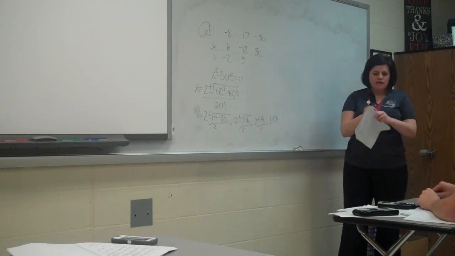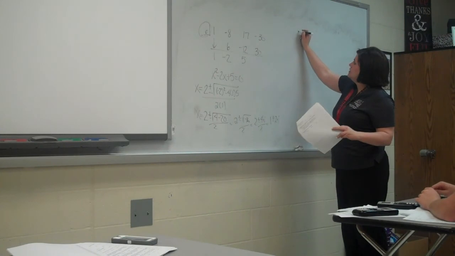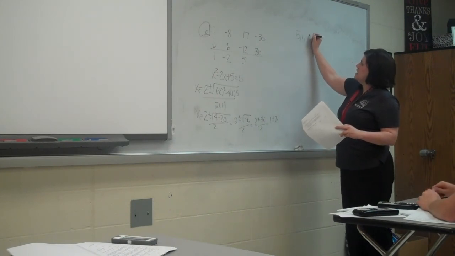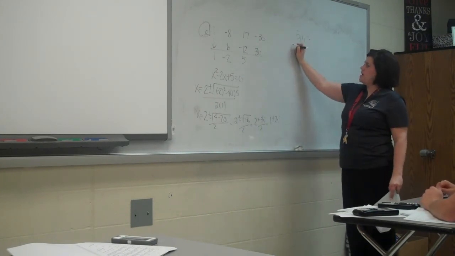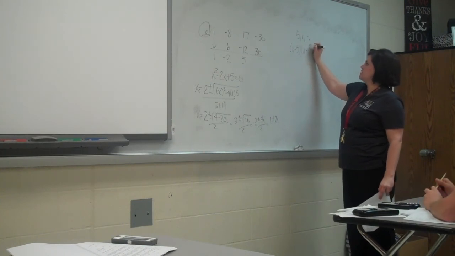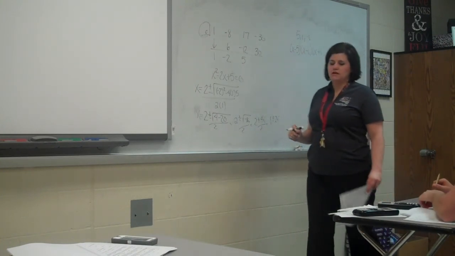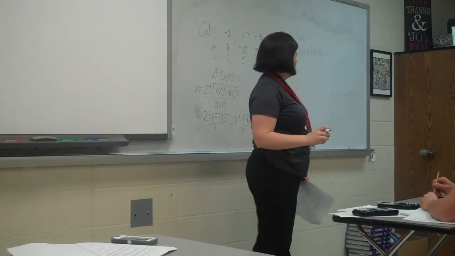Alright, 49. Find a polynomial function with degree 3 with 5 and i and negative i as zeros. So if 5 is a 0, then x minus 5 is a factor. If i is a 0, x minus i is a factor. And if negative i is a 0, then x plus i is a factor.